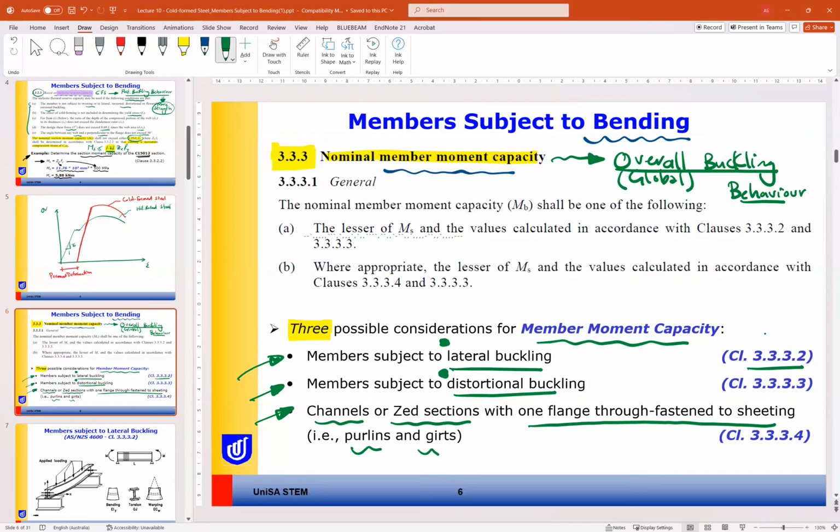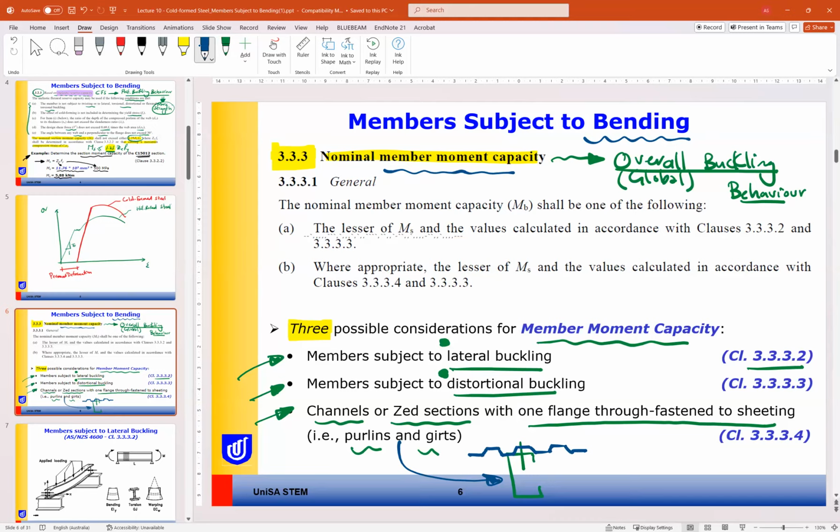Because the purlin and the girt are fastened to the roof sheeting, this is a different case. For this case, we have clause 3.3.3.4 covering it.